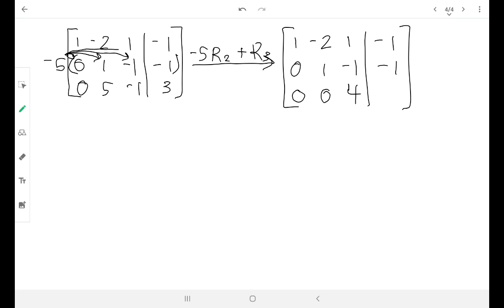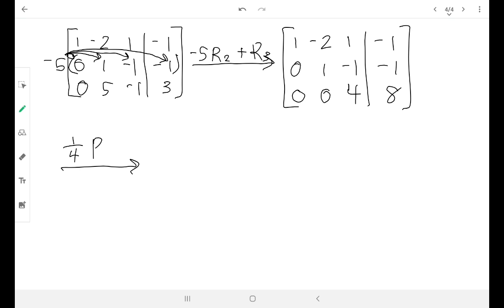And then finally, negative 5 times negative 1 is positive 5. 5 plus 3 is 8. And so I have my new stuff, and now all that's left is to make that 4 a 1. So that's my next goal, is to make that 4 a 1. I'm going to get rid of that now. Make it look a little bit cleaner. And all I need to do that without messing up the zeros is to multiply that third row by 1/4.